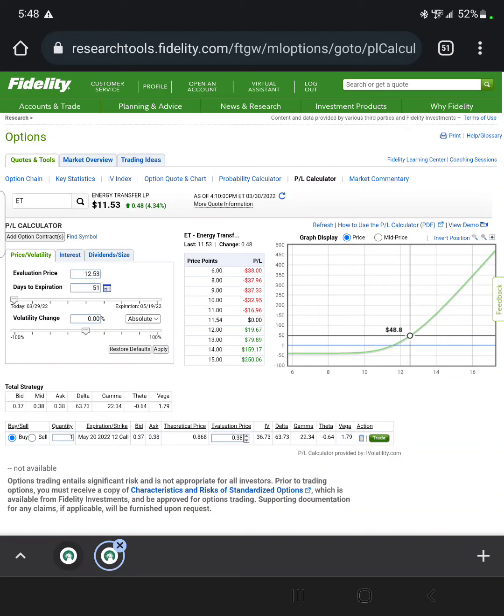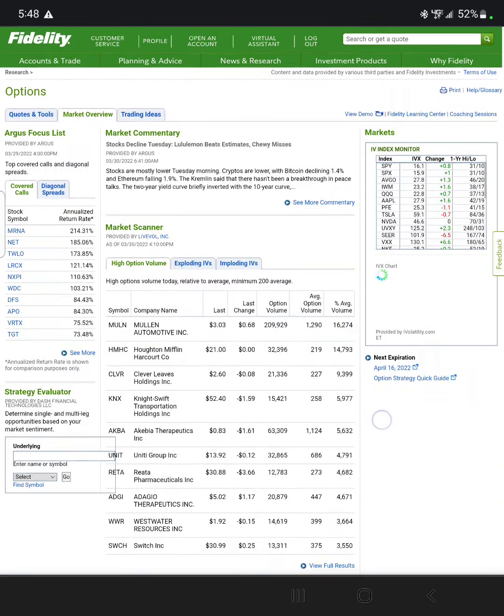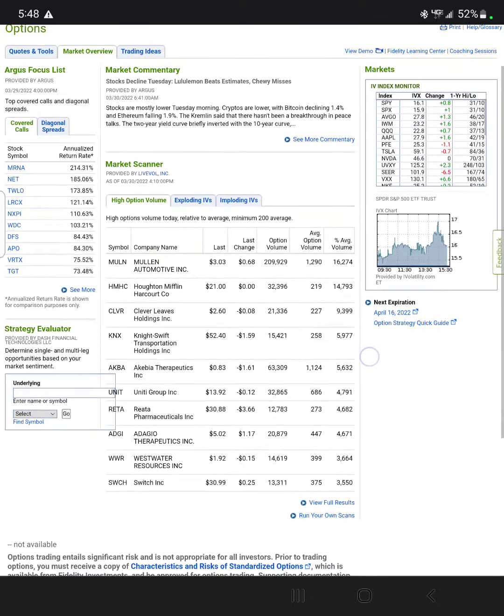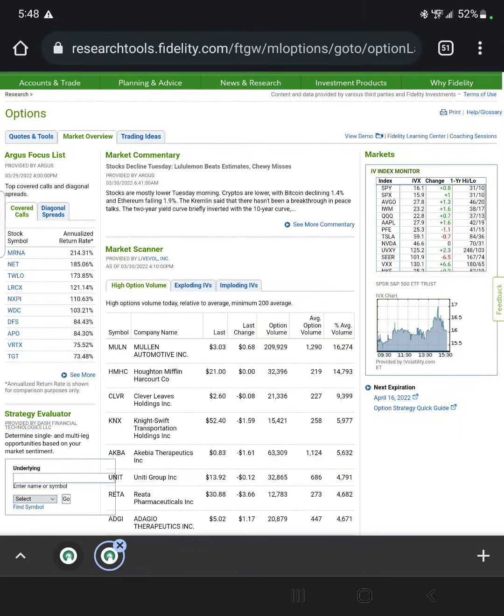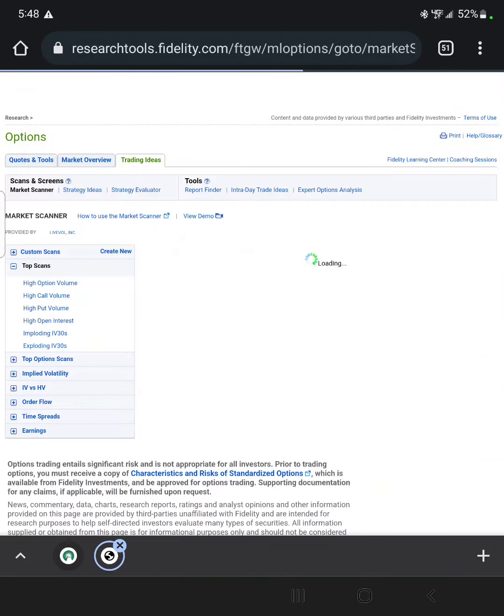But hopefully this gives you a little idea of, hey, here are some tools that are out there that you can use to see what people were actually buying today, and what things are getting a lot of attention. So yeah, I hope this helps.